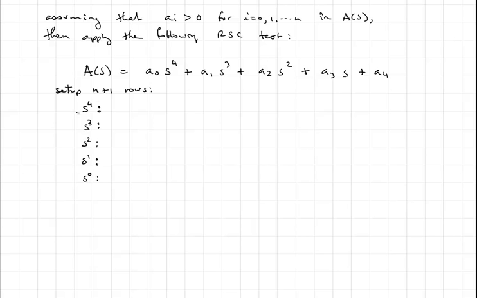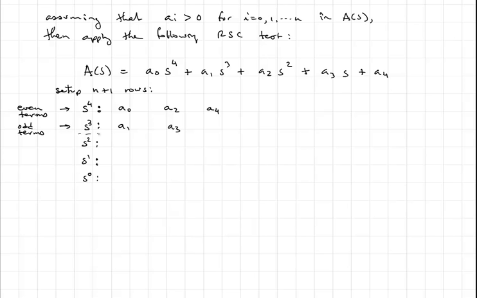Then up in the first row we're going to place all the even terms, and they're actually the even coefficients of A, so it'll be A0, A2, and A4. And then we put the odd terms in the second row, so that'll be A1, A3. Alright, so now we're set up.